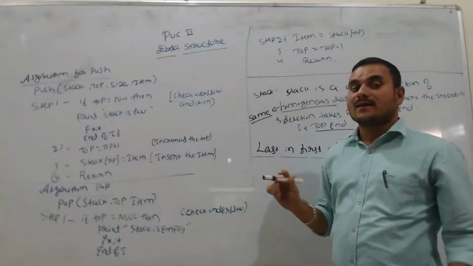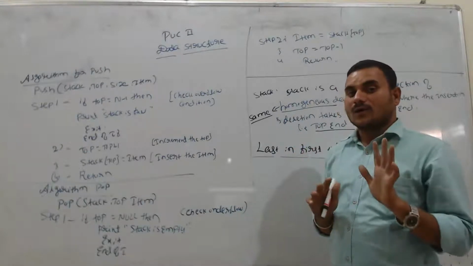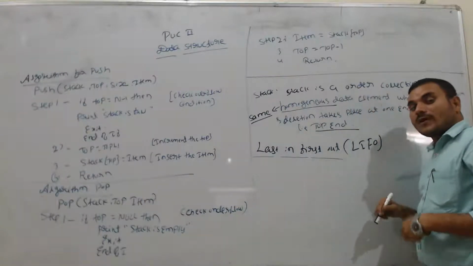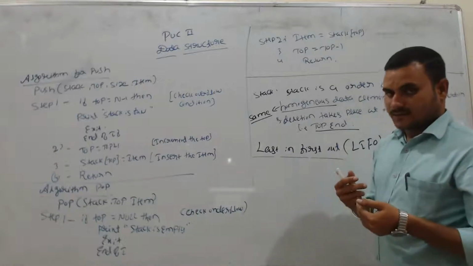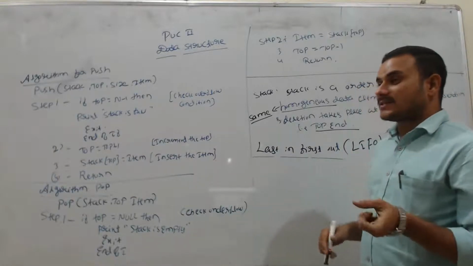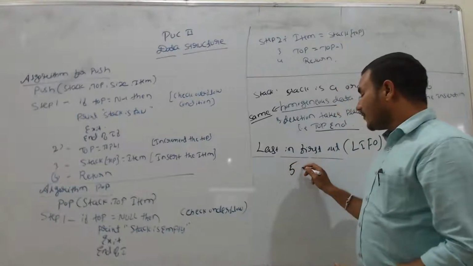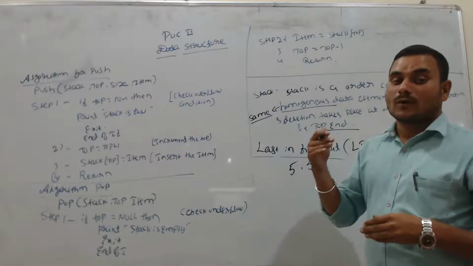Right? What I am saying, first we have to check whether the condition is overflow or underflow. Overflow means what? Our capacity is only 5. So if you want to add one more element, what happens? Overflow. Right? Our stack capacity is only 5 elements. If you add a 6th element, what will happen? The stack will overflow.